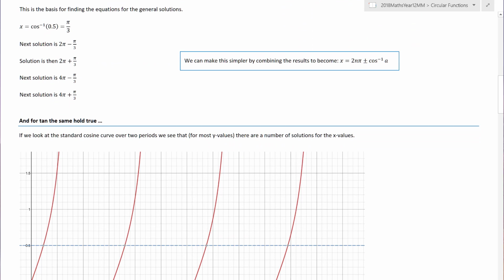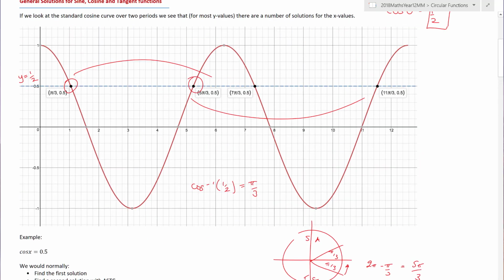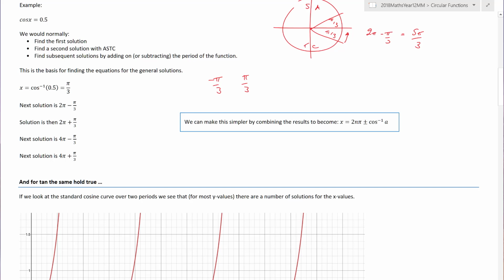So we knew that the first solution was pi on 3. There's also another solution at minus pi on 3. Why? Well, the symmetry of a cosine curve would suggest that if this is coming down here like this, that point there would be minus pi on 3. So I'm going to group those two together. The next one would actually be 2 pi plus pi on 3. And if we were to take this equation here and add 2 pi onto it, it would be 2 pi minus pi on 3.